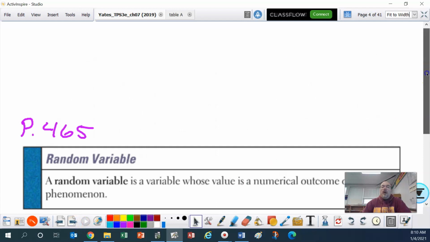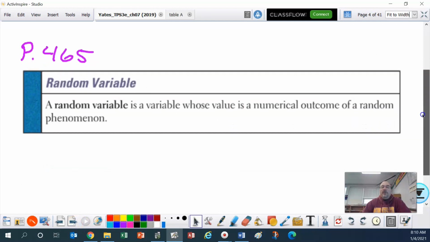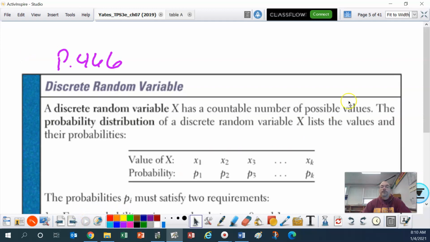On page 465 in your book, it talks about what is a random variable. A random variable is a variable whose value is a numerical outcome of a random phenomenon. Remember you have the power of pause and rewind, so if I go too fast and you need to write things down, you might want to use the pause button. Okay, I'm going to keep right on going.